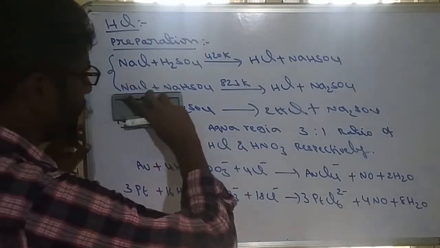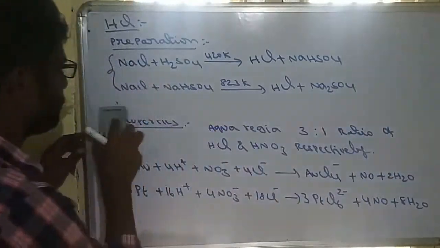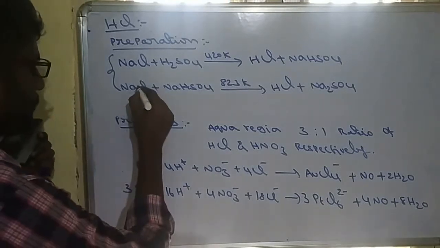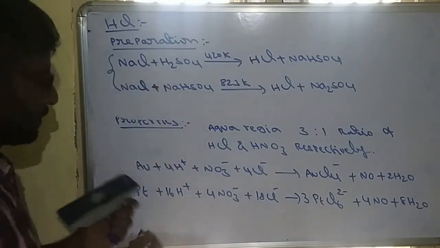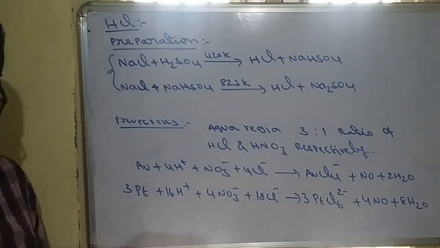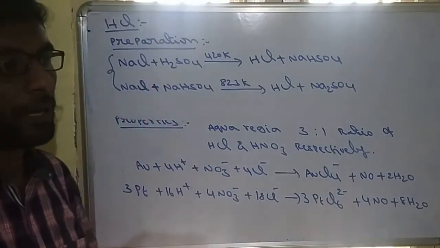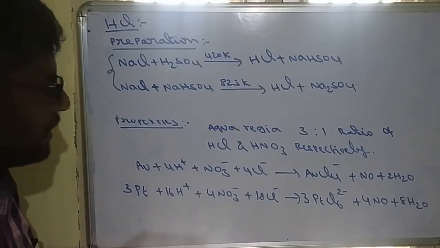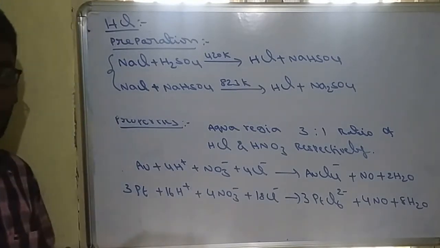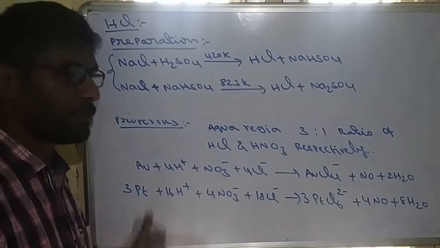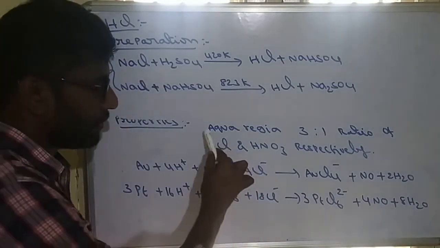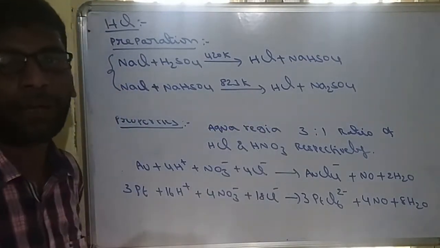Similarly, when we are taking the properties of HCl, HCl is mostly used in industrial chemicals because it is a very strong acid. It is also present in the stomach as gastric juice. Mostly in chemistry, it is used in making aqua regia.